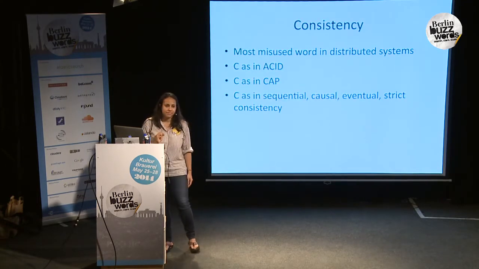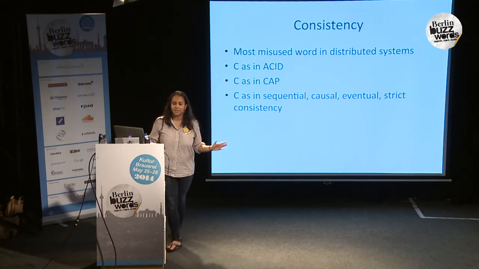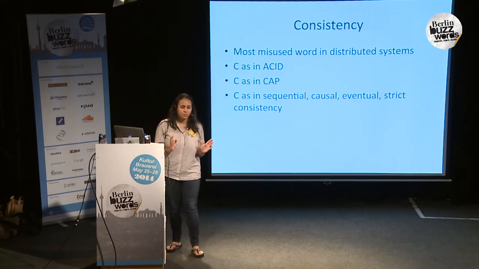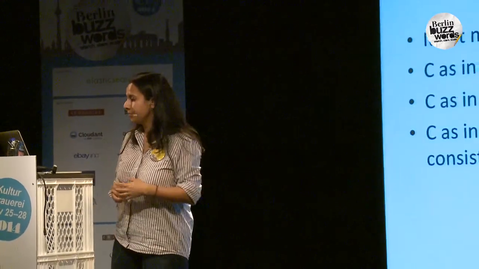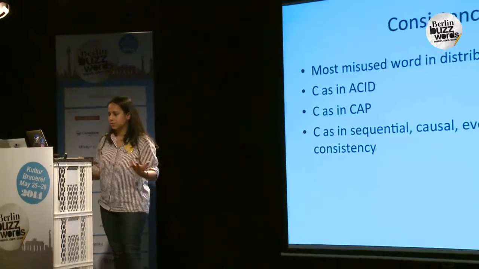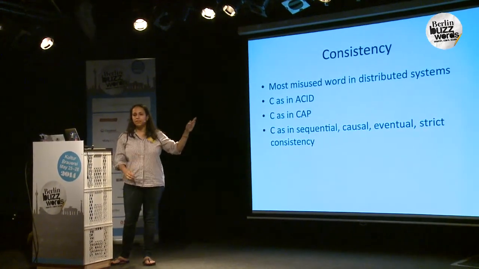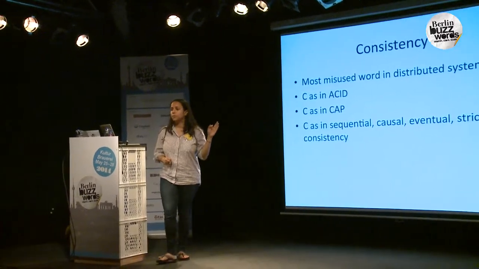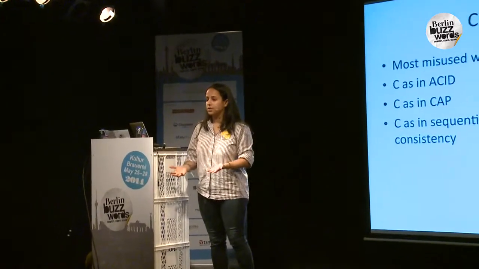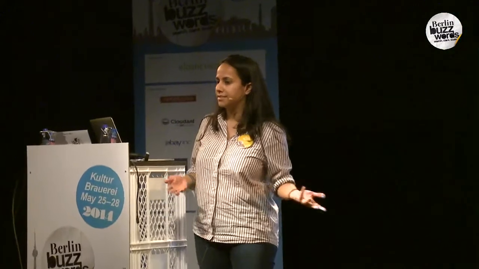The word consistency, unfortunately, has come to mean so many different things in computer science. I think it's one of the most misused words ever. So there's the C in ACID. ACID stands for atomic, consistent, isolation, and durable, and it describes transactions in a database. These are the four properties that transactions should preserve. And when you see the C in ACID, that's actually a very specific type of consistency. What that means is that once a transaction completes, the database should be in a consistent state.